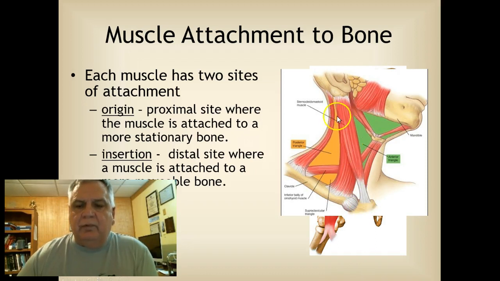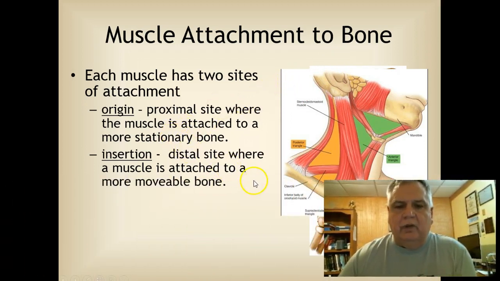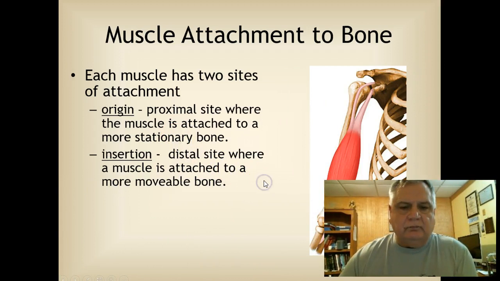But as we move up along the sternocleidomastoid, we can see it has a single attachment site to the mastoid process. And the mastoid process on the head is a much more movable process of that bone. So the mastoid process becomes the insertion of the sternocleidomastoid. So I hope that makes sense to everyone.